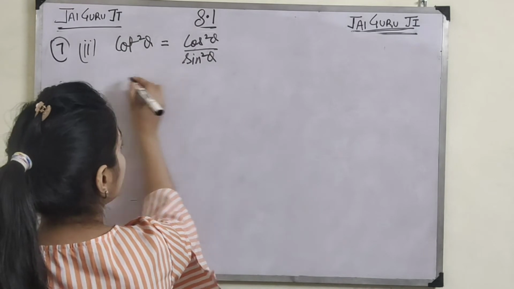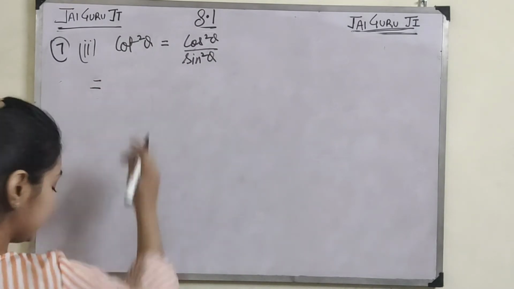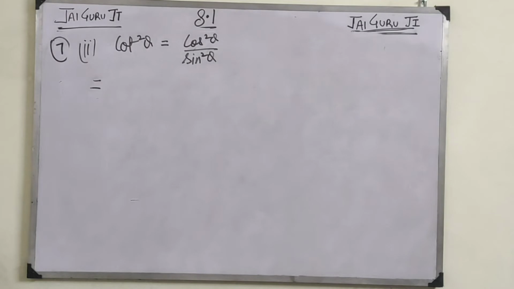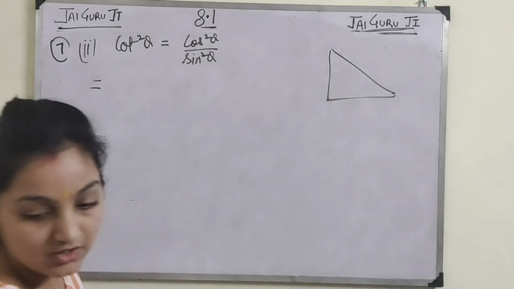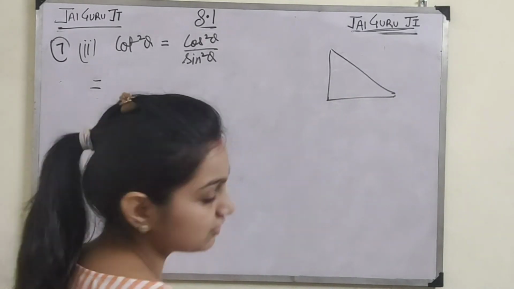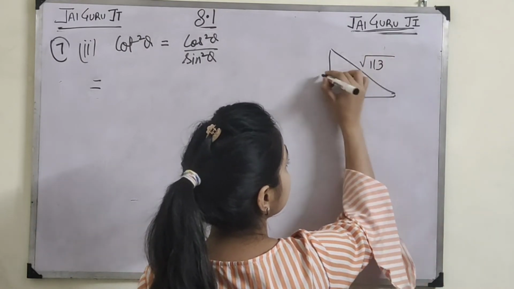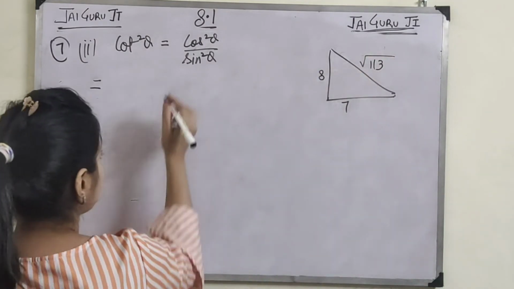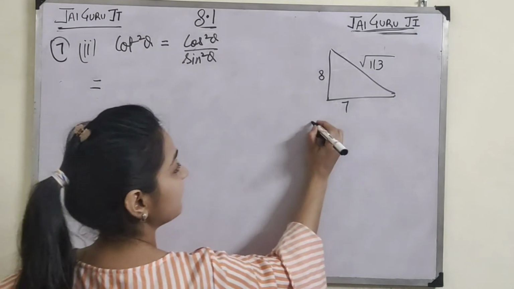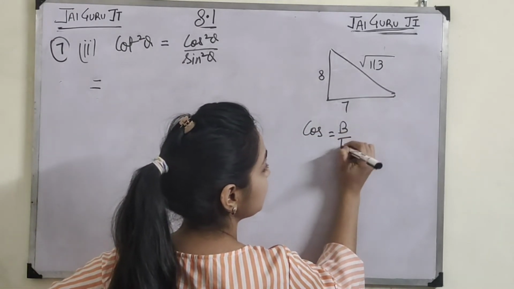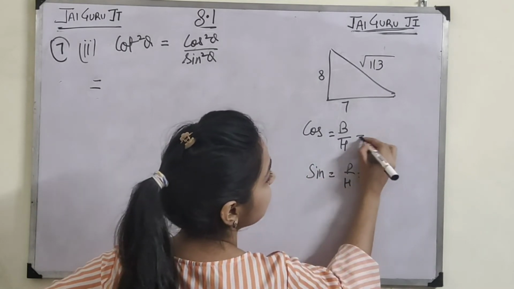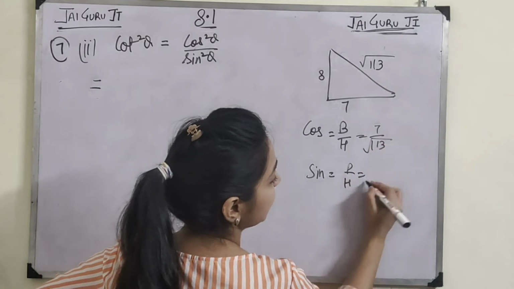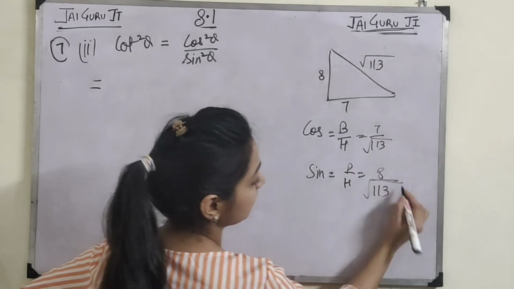So again, what is cos square? B upon h. What is B? There was a figure. This was the figure. Here, base was 7, hypotenuse was root 113, and this was 8. So what is cos square theta? I'll find out cos, that is B upon h, and sin, that is P upon h. B is 7 upon root 113, and this is 8 upon root 113.